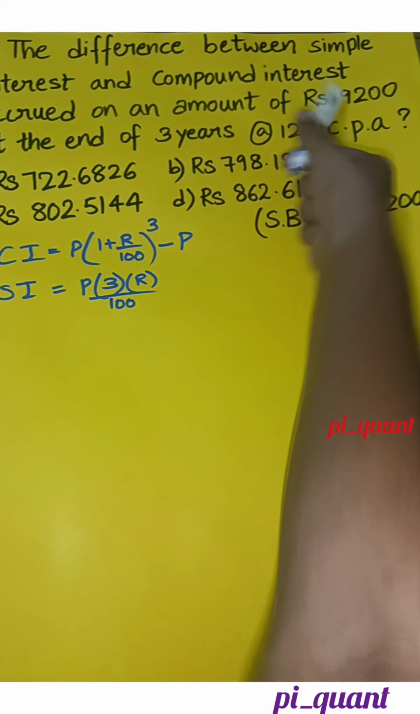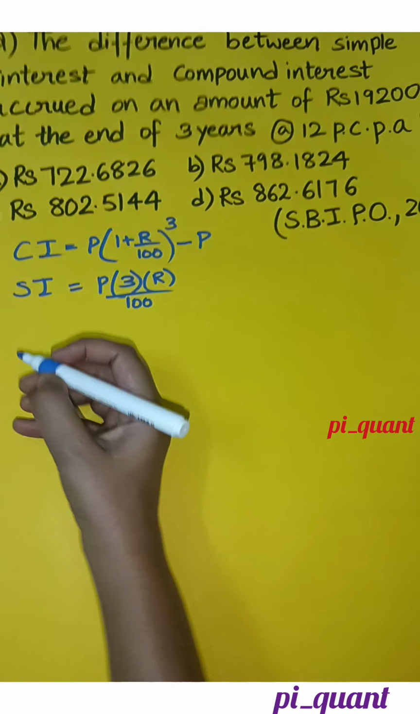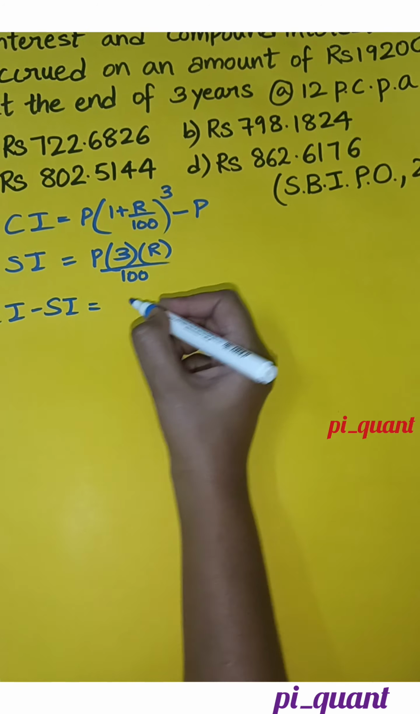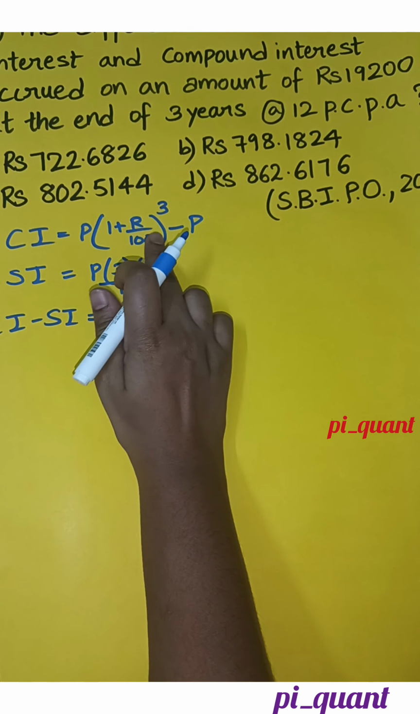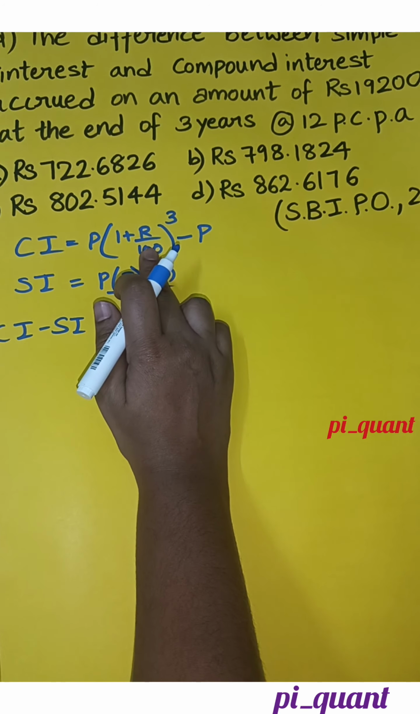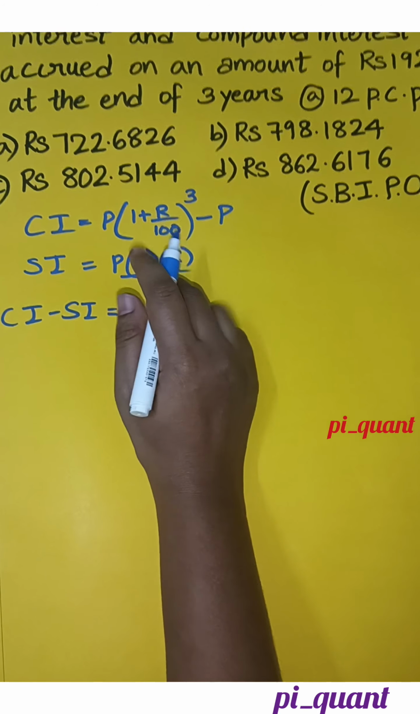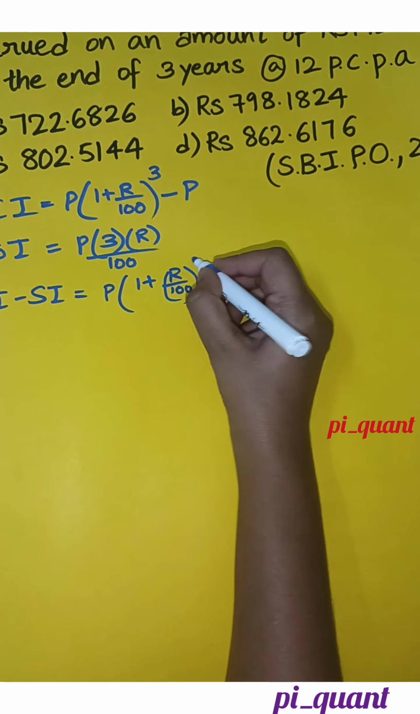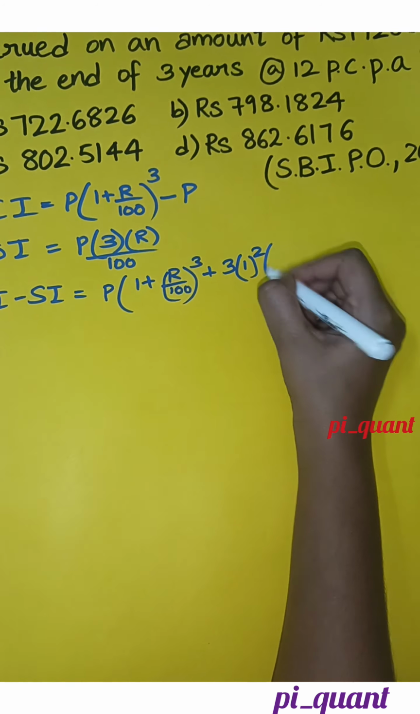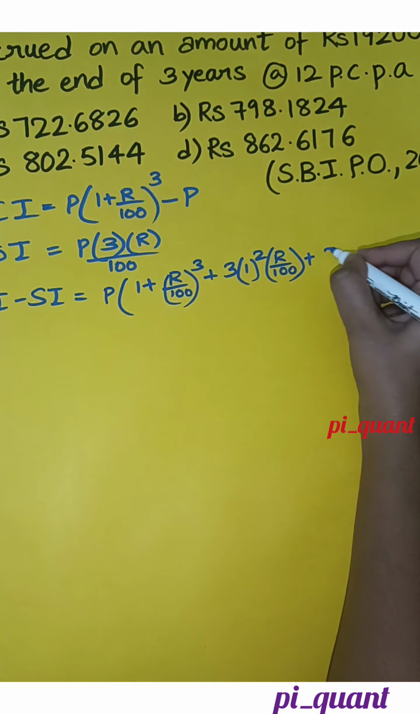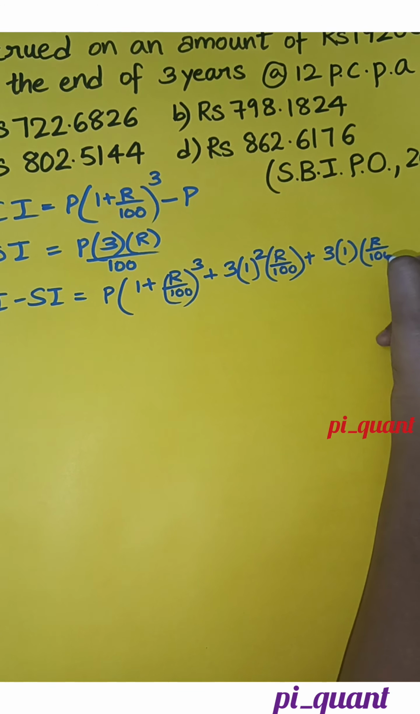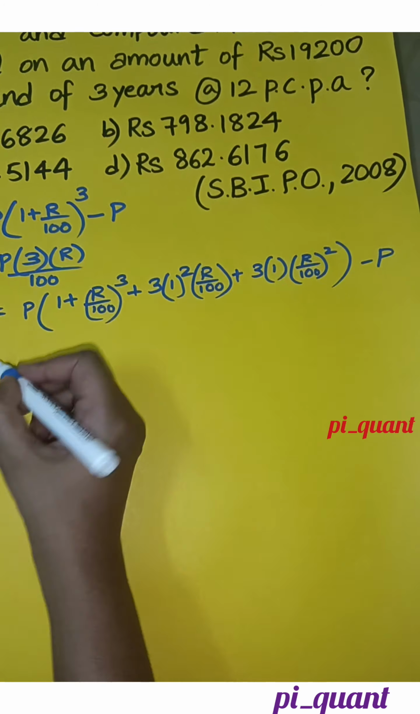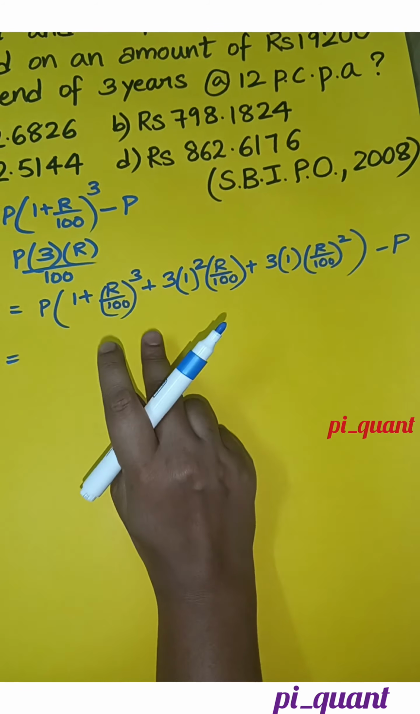Now here given difference between simple interest and compound interest, right? So obviously CI is greater than SI. So (a plus b) whole cube is a cube plus b cube plus 3a square b plus 3ab square, we resolve into simpler terms. A cube plus b cube plus 3a square b plus 3ab square minus P, right?